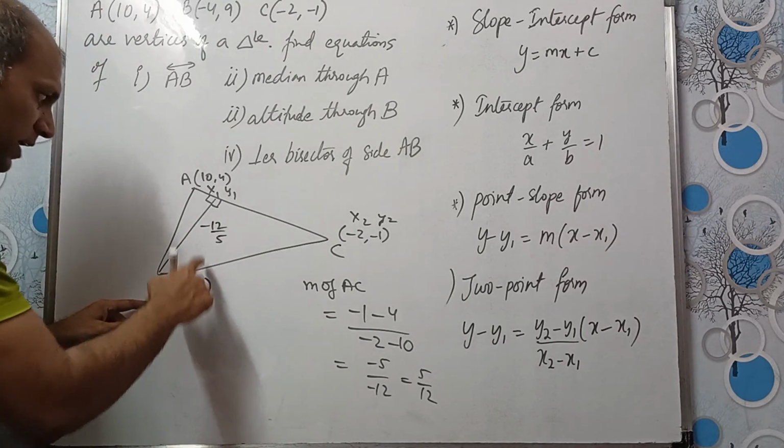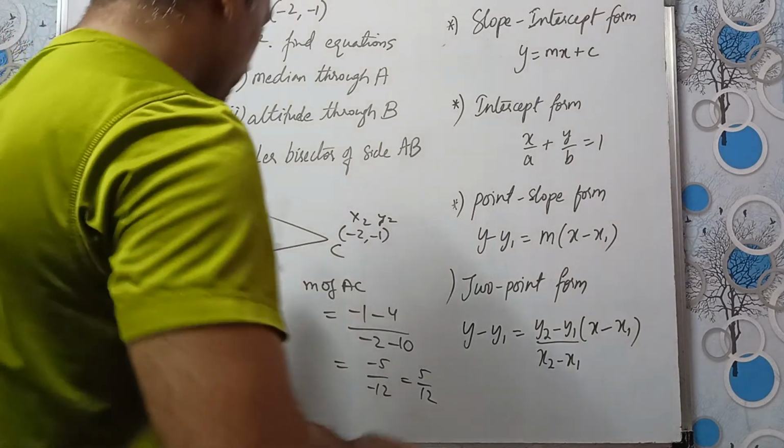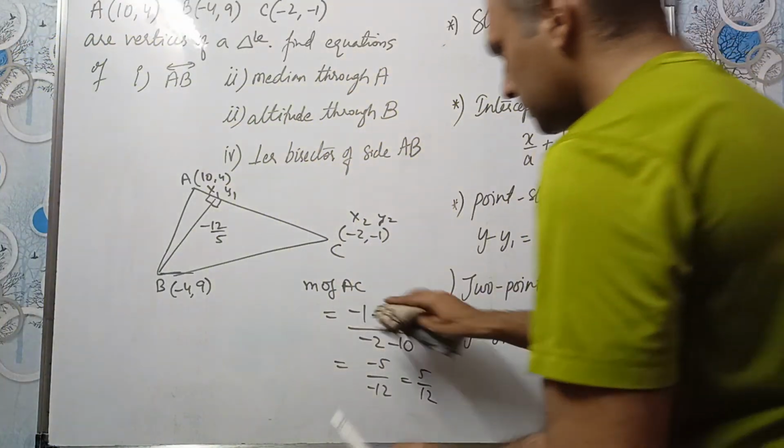Now we have a point and we have slope. Okay.